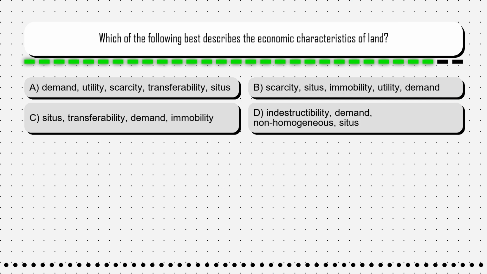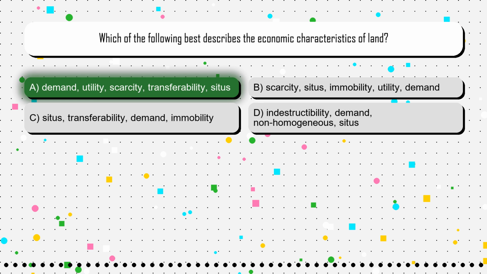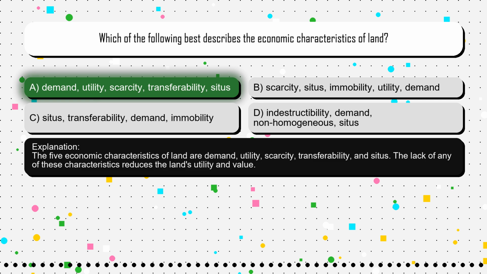Question 41. Which of the following best describes the economic characteristics of land? Option A, demand, utility, scarcity, transferability, situs. Option B, scarcity, situs, immobility, utility, demand. Option C, situs, transferability, demand, immobility. Option D, indestructibility, demand, non-homogeneous, situs. The correct answer is option A, demand, utility, scarcity, transferability, situs. The 5 economic characteristics of land are demand, utility, scarcity, transferability, and situs. The lack of any of these characteristics reduces the land's utility and value.